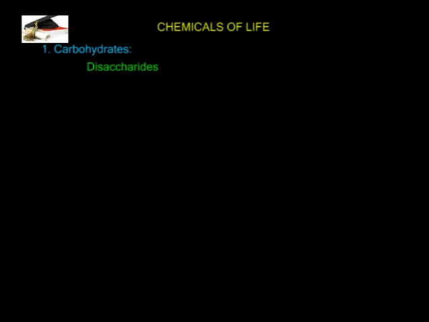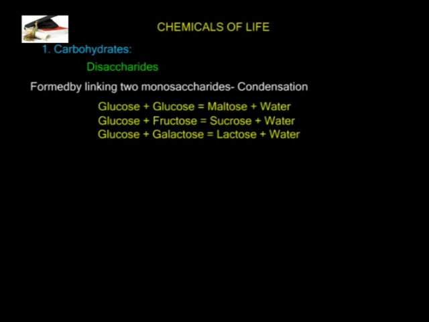Disaccharides. Disaccharides are formed by linking two monosaccharide molecules through the process of condensation. Therefore, they are more complex than monosaccharides. Their formation from two monosaccharides results in the loss of water. For example, glucose condenses with another glucose molecule to form maltose and water. Glucose plus fructose forms sucrose and water. Galactose condenses to form lactose and water.